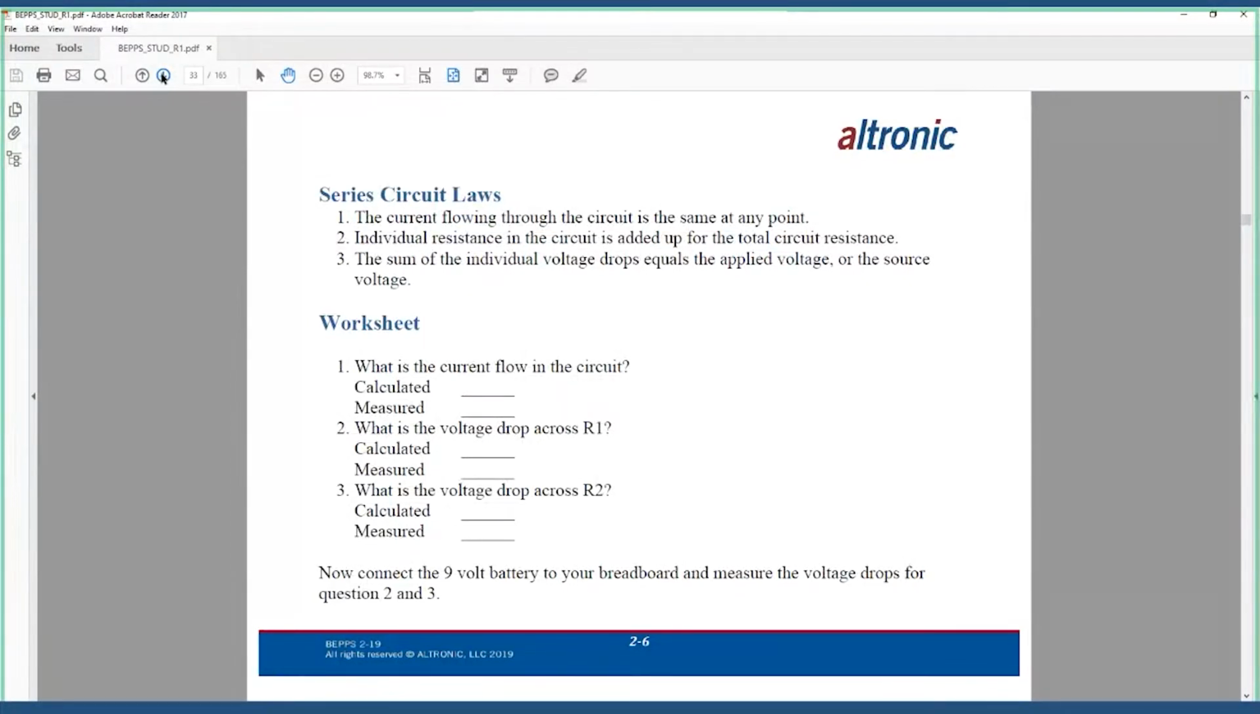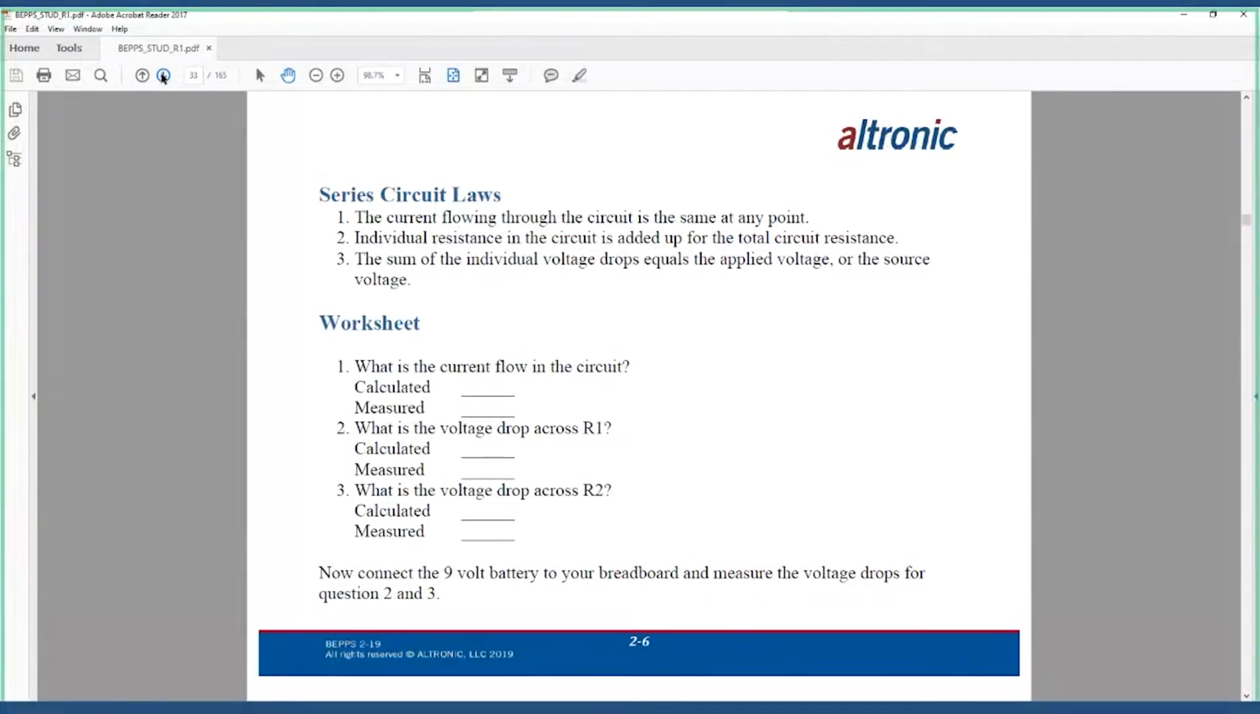So if we take 0.0045 and we multiply it by 1,000 ohms, we can expect that our voltage drop across the first resistor is going to be 4.5 volts. That's starting to make sense a little bit? Half of 9 volts.